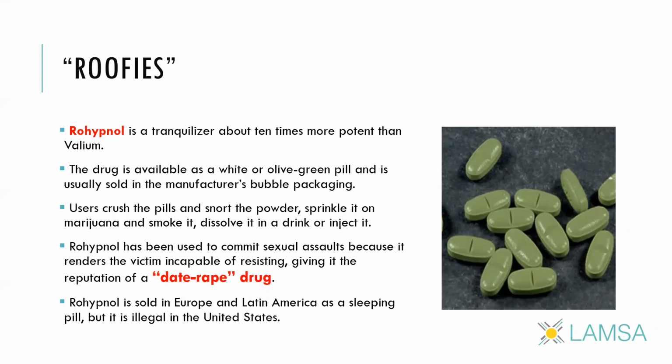Users may crush the pills and snort the powder, sprinkle it on marijuana and smoke it, dissolve it in a drink, or inject it. And dissolving it in a drink is very well known for the use of these drugs as a date rape drug. And so Rohypnol has been used to commit sexual assaults because it renders the victim incapable of resisting, giving it the reputation of a date rape drug. This drug is sold in Europe and Latin America as a sleeping pill. However, it is illegal in the United States since it's infamous for this use.